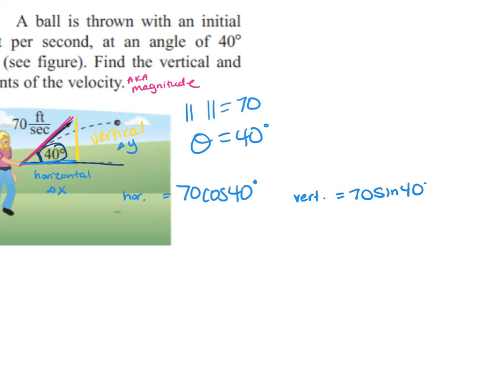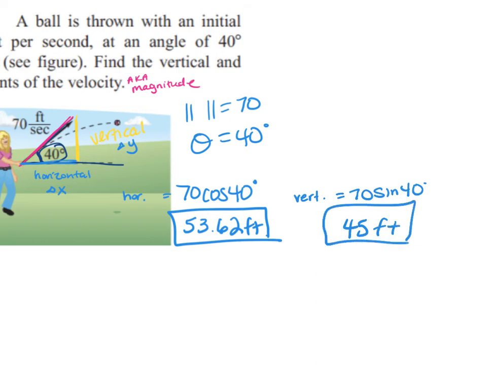70 cosine 40 gives me a horizontal component, 53.62. And this is in feet. So how do you know which one is horizontal? The x is your cosine. So think x is always cosine, y is always sine. And the vertical is 70 sine 40, which is 44.995, so that rounds to 45 feet. So there is a question like this in the homework. It literally separates it out. It says, give me the horizontal and give me the vertical. Just separate it out like we just did.